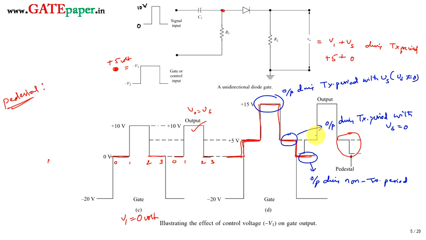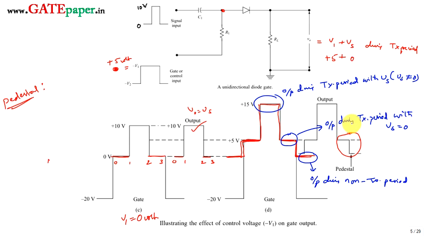Always, the pedestal is the difference between the output during the non-transmission period and the output during the transmission period with Vs equal to 0. We always expect the output to be the same, 0, whether in the non-transmission period or when no signal is applied during transmission. Even though it is the transmission period, if you are not applying any input signal, what do you expect?